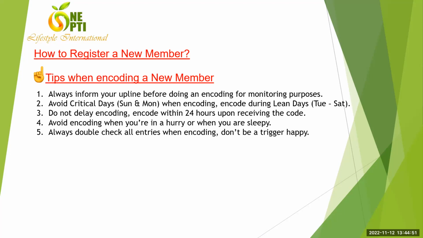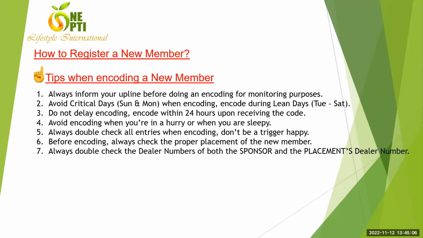Now, always double check all entries when encoding. Don't be trigger happy. And before encoding, always check the proper placement of the new members. So make sure that they are placed accordingly, if they're going to be on the left. When we say placement, that's basically the left and the right.